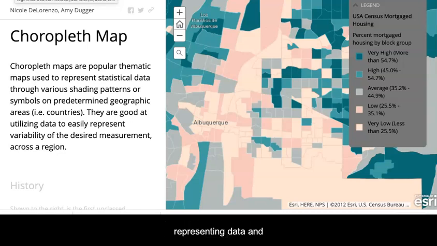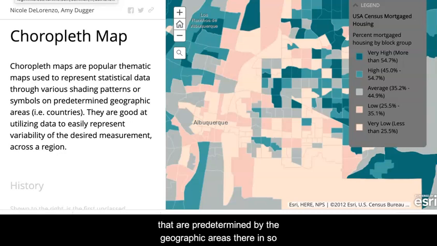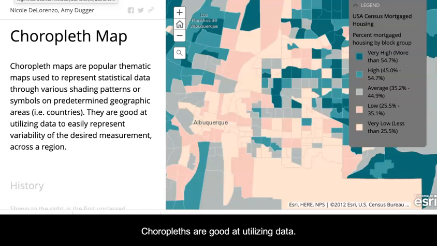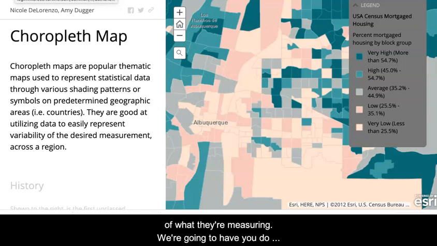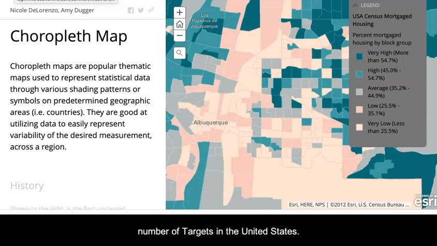maps that are representing data through some different shading patterns or symbols that are predetermined by the geographic areas they're in. So in the case of Albuquerque, it looks like it's done by neighborhood. So these choropleths are good at utilizing data, and they're representing the variability of what they're measuring. So we're going to have you do an assignment where you're going to be measuring the number of targets in the United States.